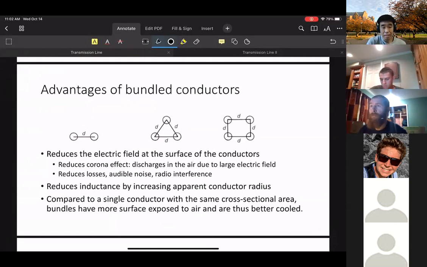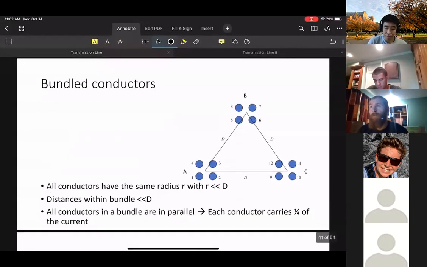But to do calculations, it turns out the equations don't change very much, because we'll make a lot of assumptions. So let's say we have ABC phase being carried by a bundle of conductors. We'll basically assume that everything has the same radius r. So these are identical wires, identical conductors we're using.